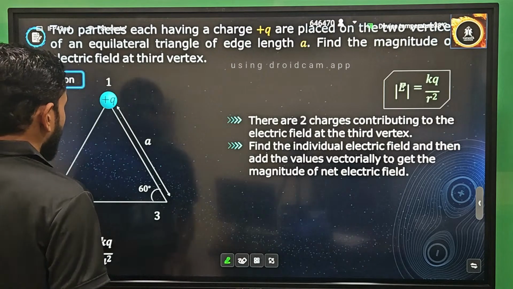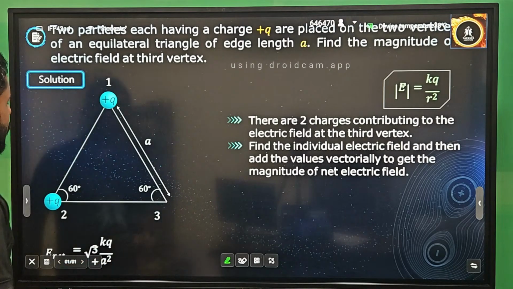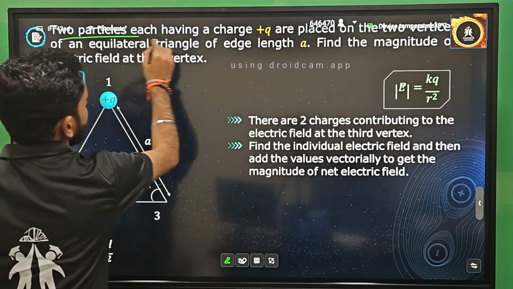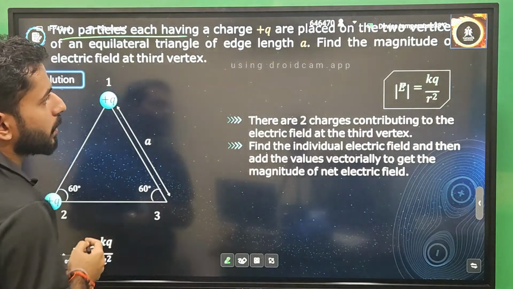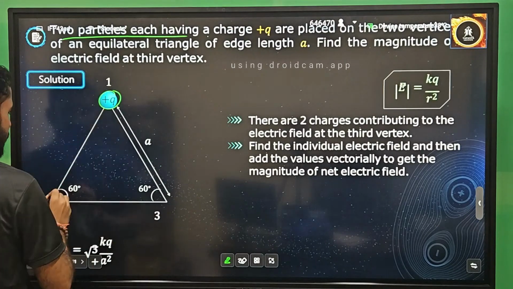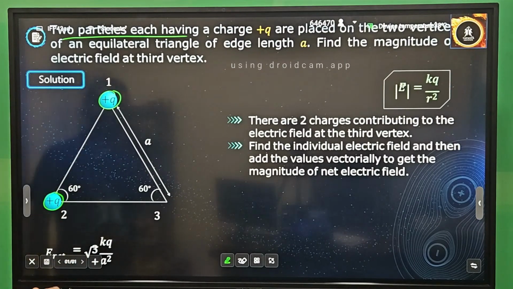Let's see. Now there are 3 point charges. Okay, what is the question? Firstly, let's read about it. There are two particles, each having a charge plus q, placed on the two vertices of an equilateral triangle. There are only two charges. This is the first charge. This is the second charge. Okay, and it is an equilateral triangle. The sides are of length a. Find the magnitude of the electric field at the third vertex.